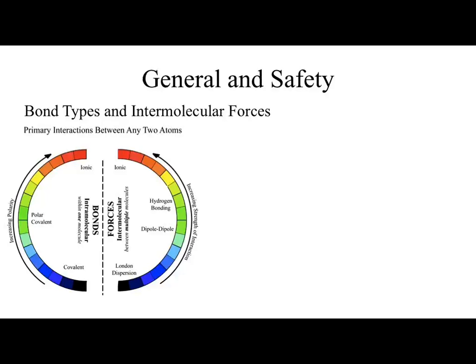So, general information and safety. I do expect you to know our general bond types, so covalent, polar covalent, and ionic, and how to identify them quickly from an individual structure. You should be able to do that, hopefully at this point, really fast. And then also intermolecular forces, same kind of deal. You should be able to identify all of those fairly quickly. Do you guys need me to review that? So we'll say no.